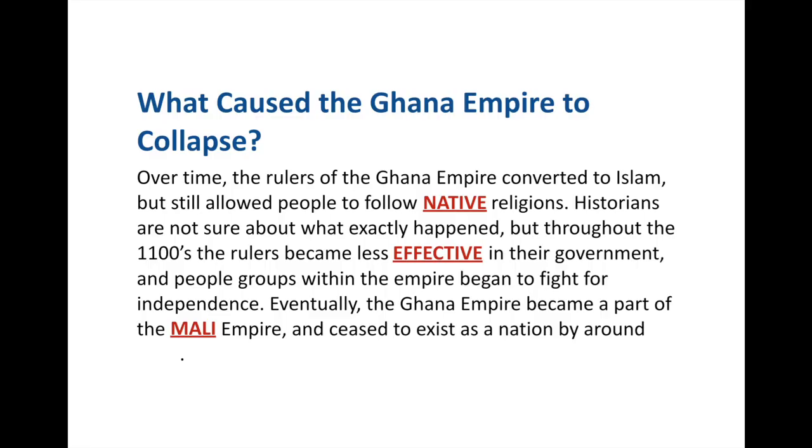As a result, you had infighting, and the unity of the Ghana Empire fell apart because people would fight for independence. Eventually, the Ghana Empire became a part of the Mali Empire, which we'll talk about in the next lesson. So it got really small, really weak. Mali got really big and then swallowed them up. In fact, Ghana ceased to exist as a nation by the year 1200, about 800 years ago.